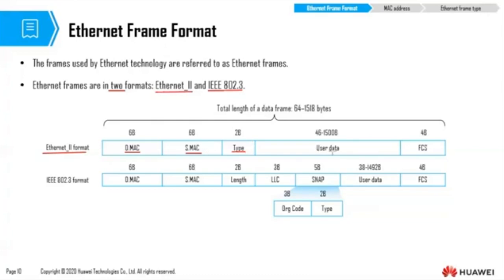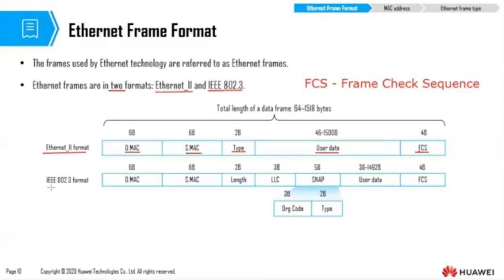Then this is the user data. Then this is what we call the frame check sequence, FCS, which is used for error checking and confirming the validity of the frame, that it has not been tampered with. It's on the data link layer that we add the Ethernet header and the Ethernet tail. So this is the frame check sequence. Those are the fields of an Ethernet 2 frame.